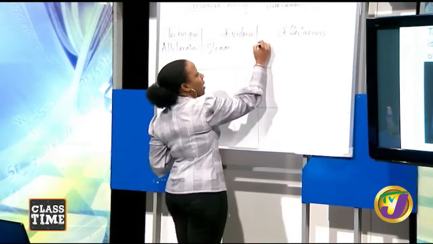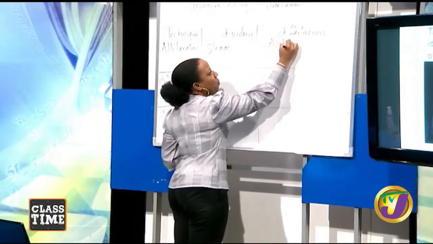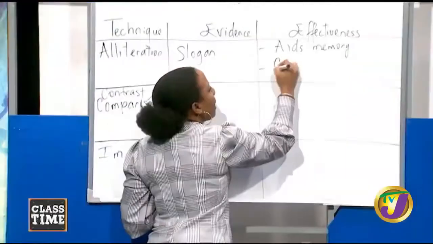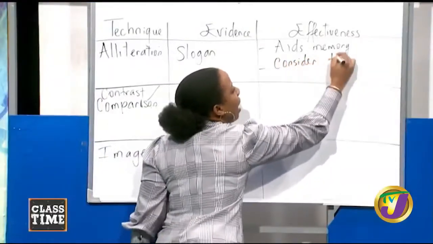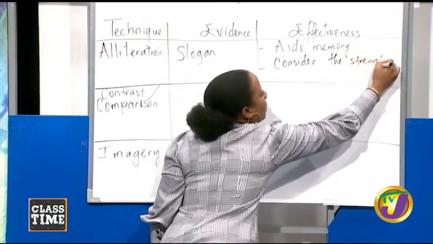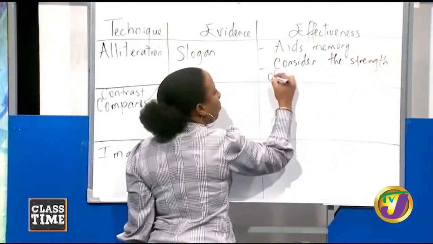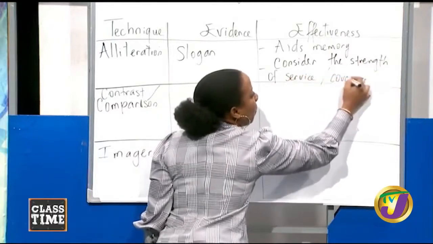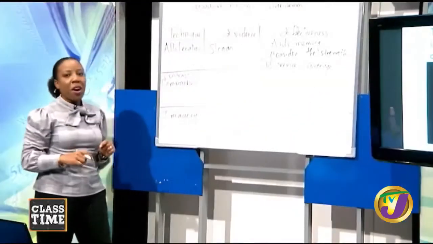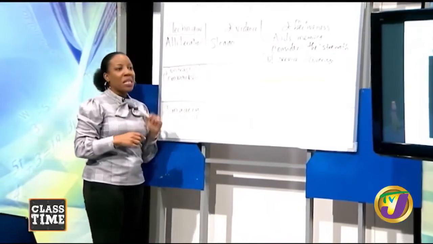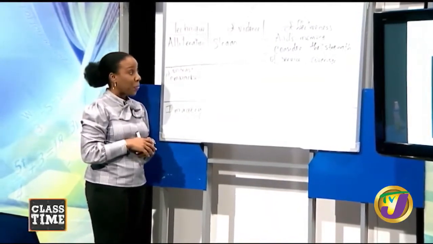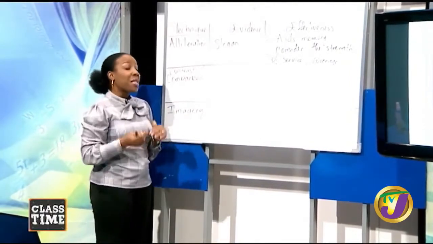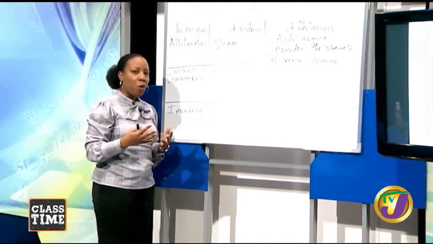So let us write effectiveness. Aids memory, that's one, and two, gets us to consider the strength of the service or coverage. All right. Now let's look at compare and contrast. How is this conveyed in the advertisement? We do realize that they hinted at another network, right? So there's a comparison between Digicel and the other phone company.